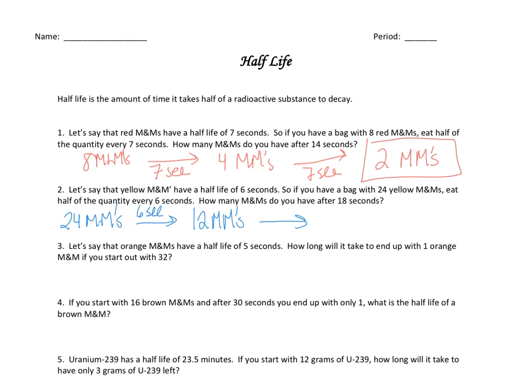Then you're going to go for another 6 seconds, so that's a total of 12 seconds so far. Half of the quantity of 12, so we'd be left with 6 M&Ms. And then you'd go again for another 6 seconds. You'd be left with half of 6, which is 3 M&Ms.